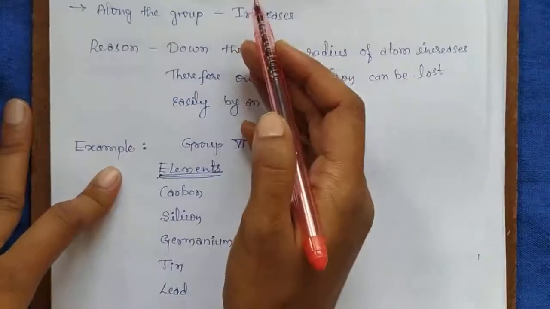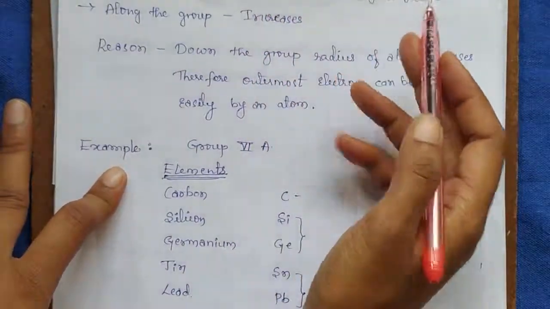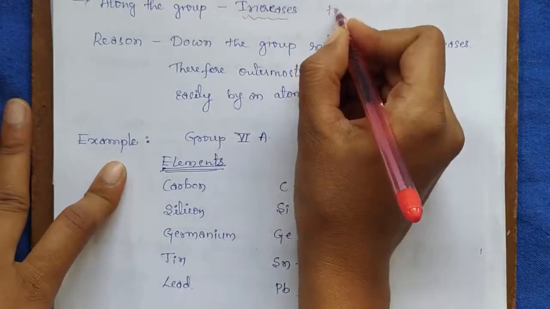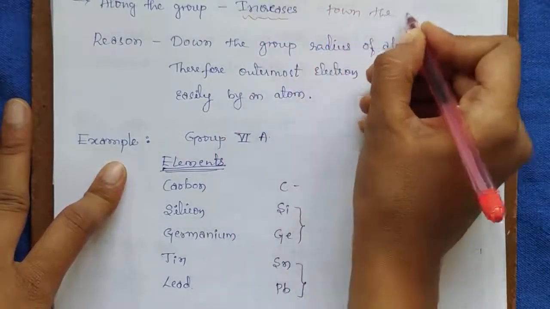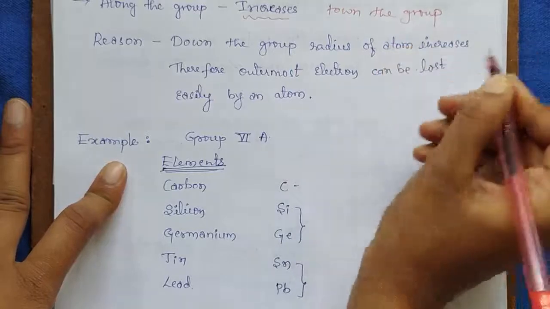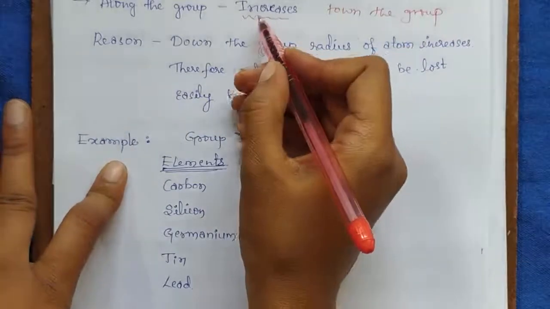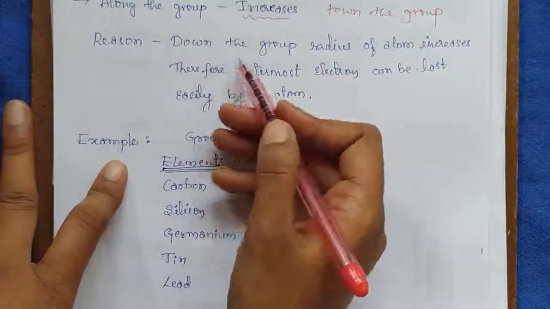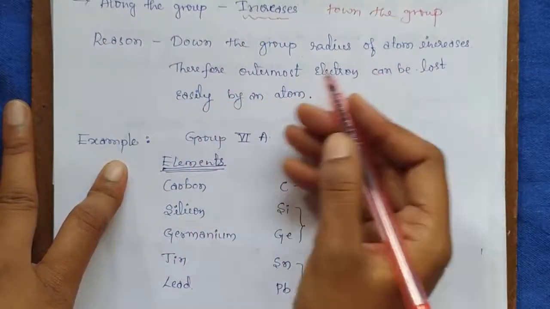We'll see the variation of metallic character along a group, that is, down the group. Down the group, metallic character increases. The reason for this increase is that down the group, the radius of an atom increases.